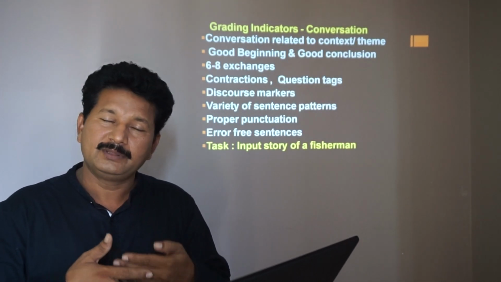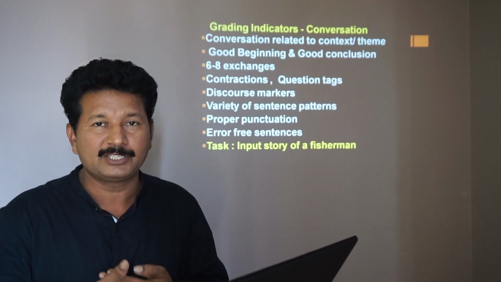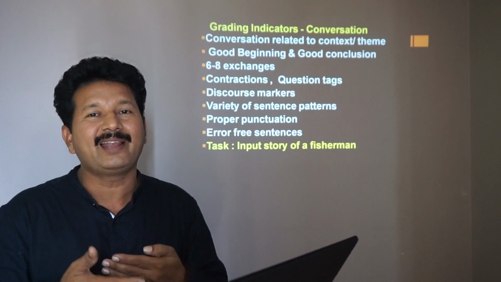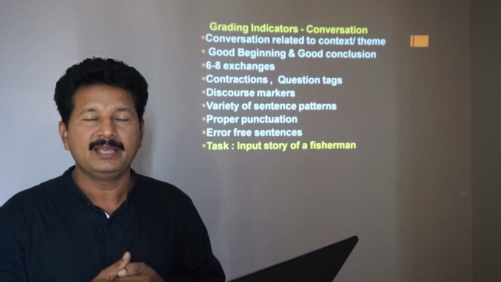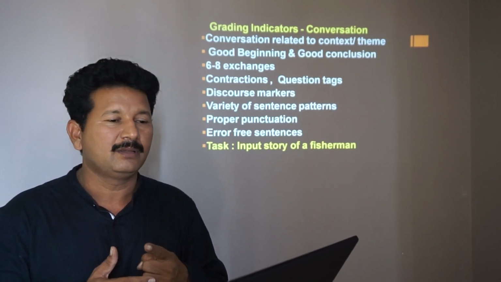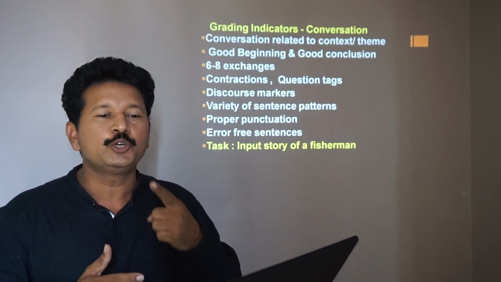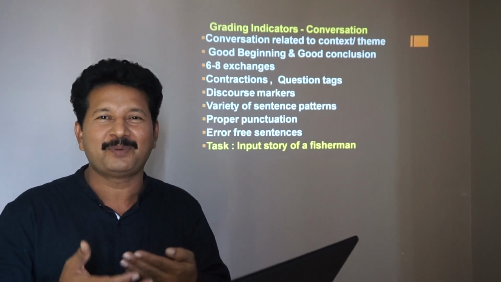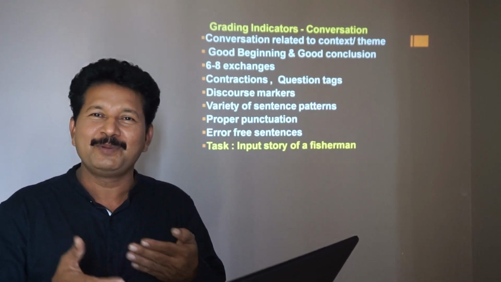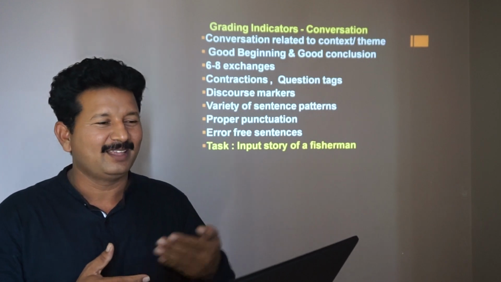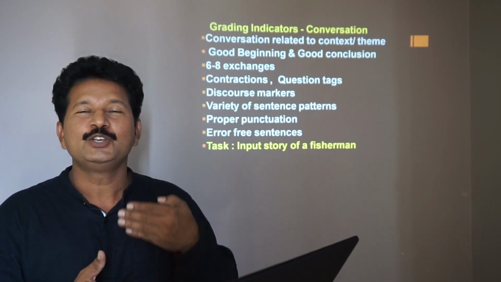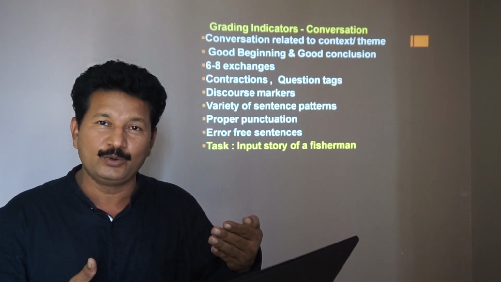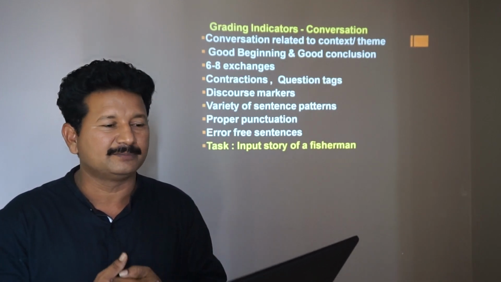And the next thing is, in the examination point of view, I said you already that you have to take care of the grading indicators. Well, the first thing we have to observe is your conversation should be related to the context or theme. I know that you can write pages and pages of conversations, but it will be out of the theme. That should not happen. And the second area is you should take care about your good beginning and good conclusion, as I told you and we have seen in the first dialogue.